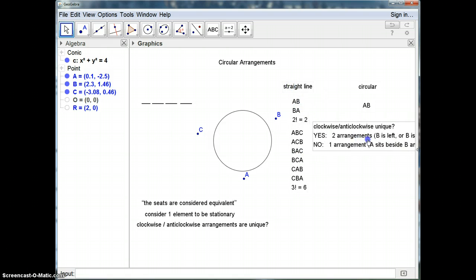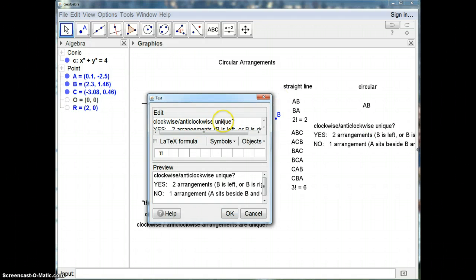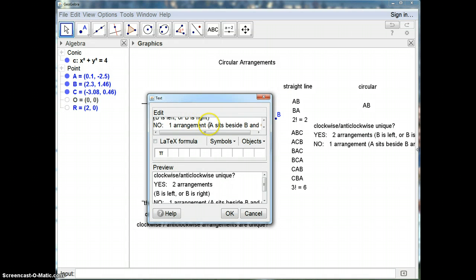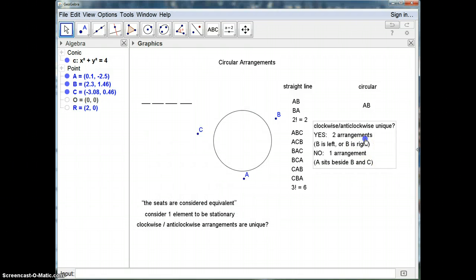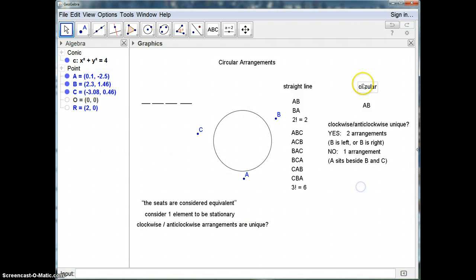Okay, so we kind of have a bit of complication here, right? You could see right away there's two things that make circular questions a bit more difficult. Number one, we're going to fix one element so that it never moves, because all the positions are said to be equivalent. Number two, it depends on whether sitting to the right or sitting to the left matters, or if just sitting beside is all that matters.